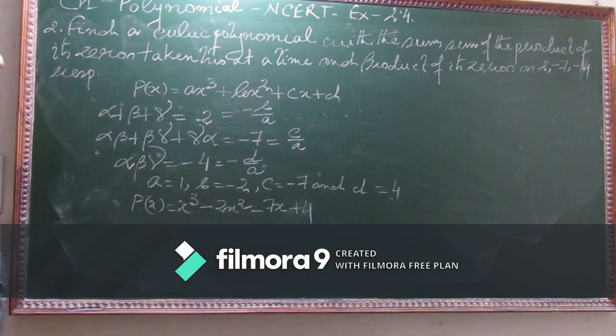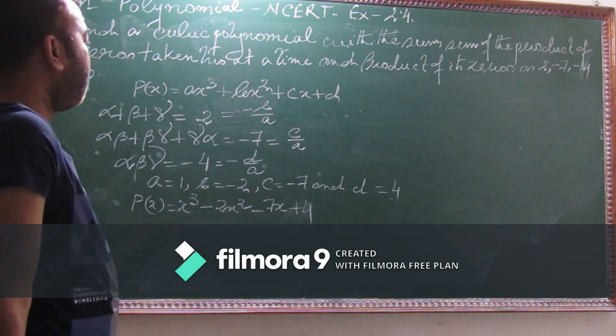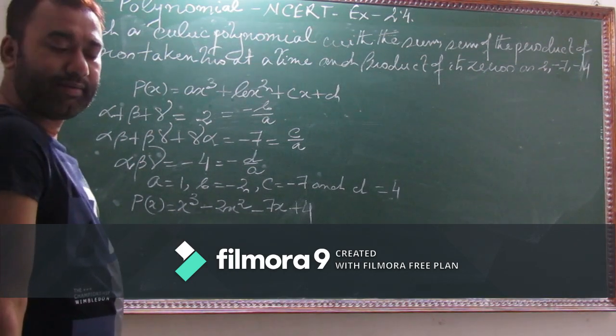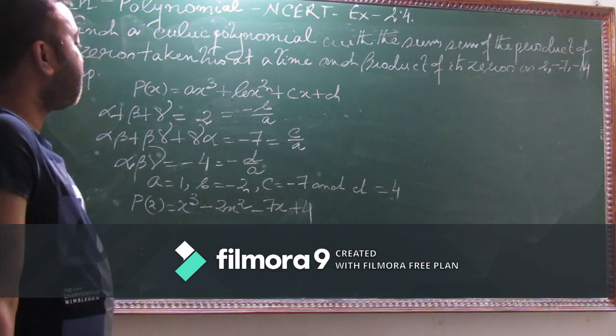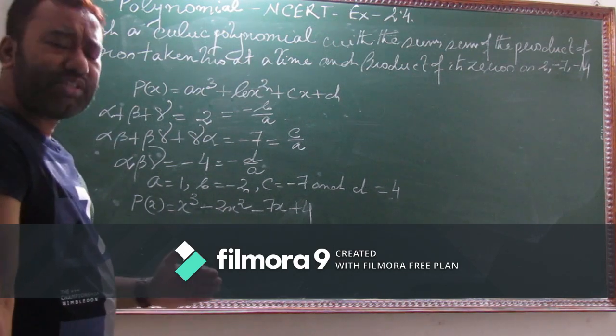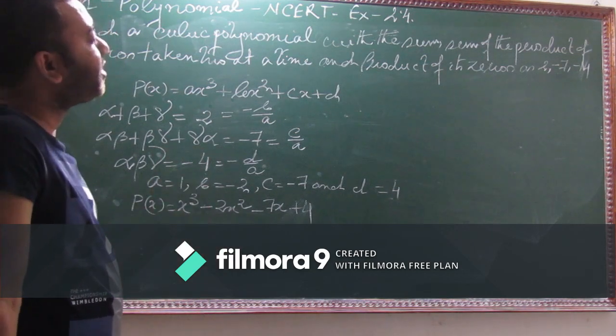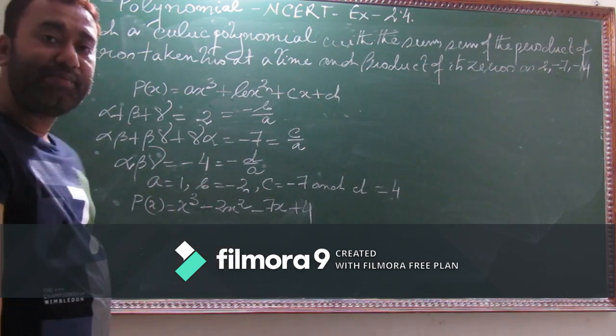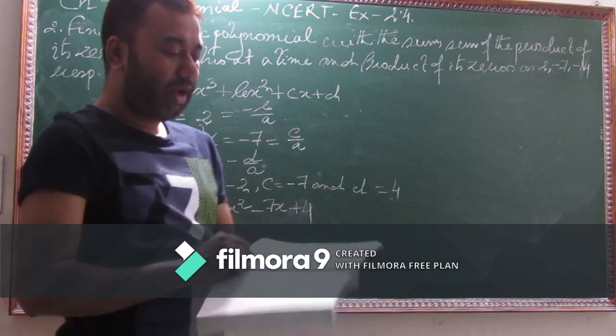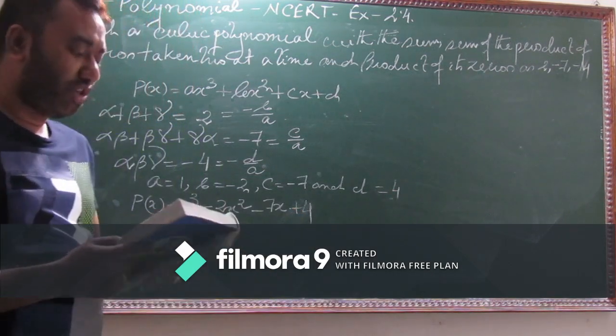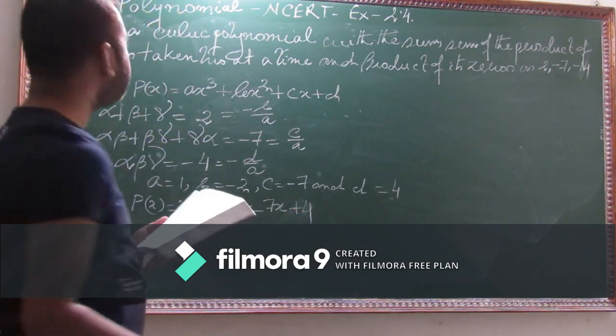Any problem? x cube minus 2x square minus 7x plus 4. This is p(x). Done. So successfully the second question is done. Basically the first question and second question are almost 80% correlated. Now I am going to start question number 3. This is a good question.